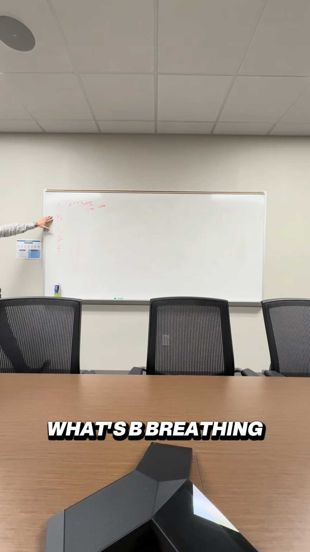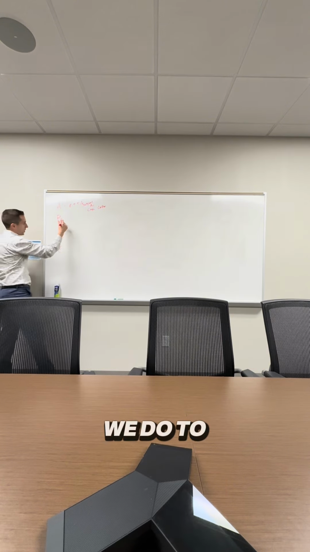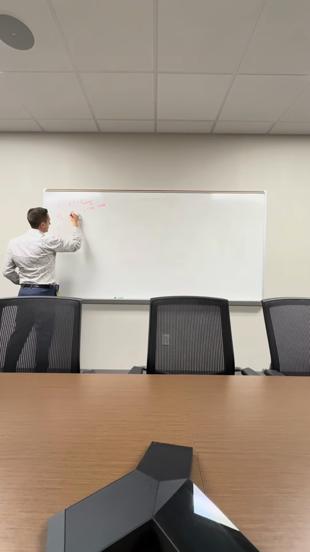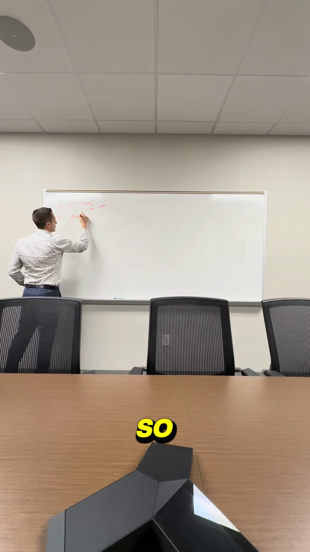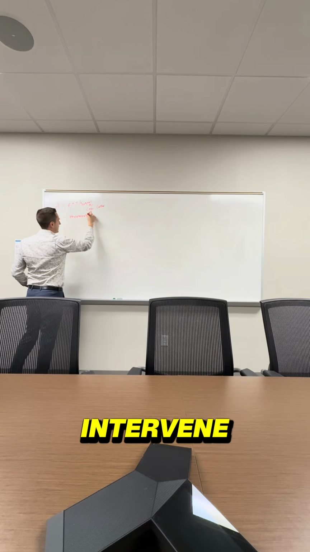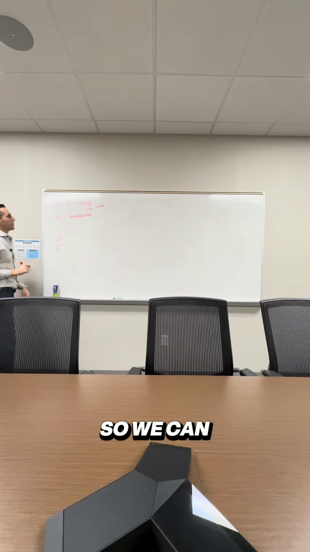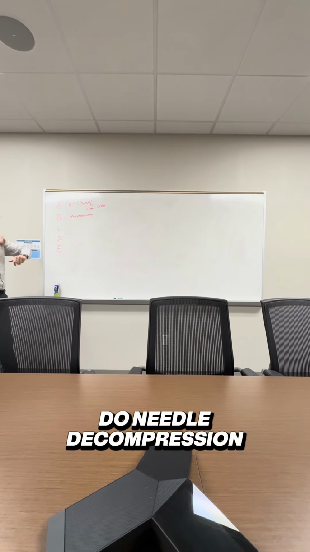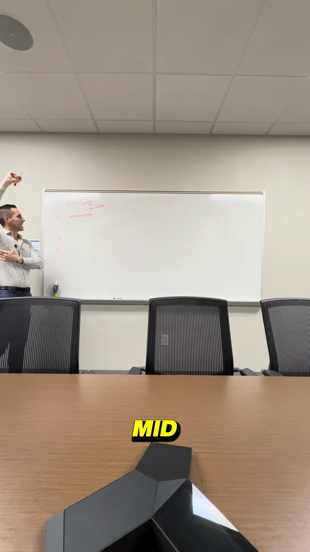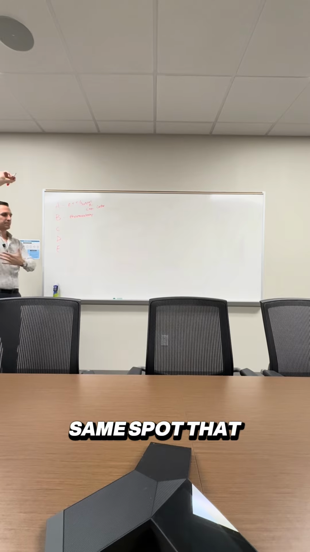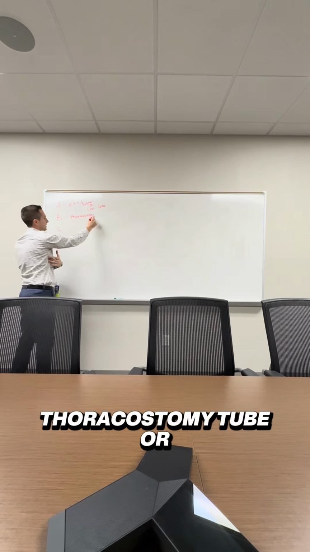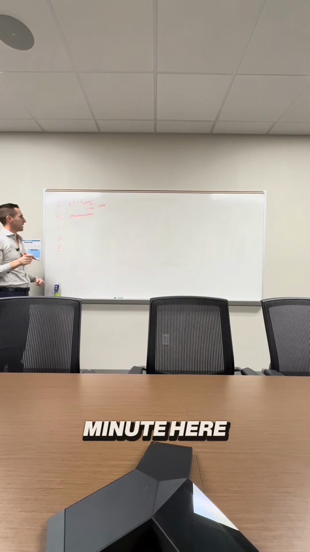What's B? Breathing. Good. And what do we do to intervene? Chest tube. Yeah. So what do we do in the field to intervene? Needle. So we can do needle decompression. So 4th, 5th intercostal space, mid-axillary line, same spot that you put a thoracostomy tube or a chest tube, which we're going to do in a minute here.